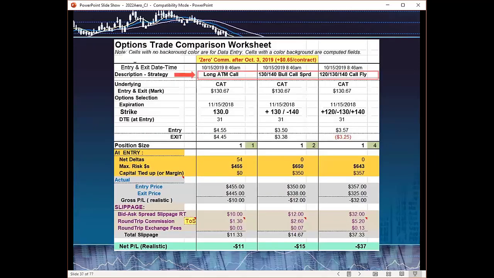Okay. So what we did is we did 3 different strategies. We did a long at the money call. We did a bull call spread, and we did a call butterfly.